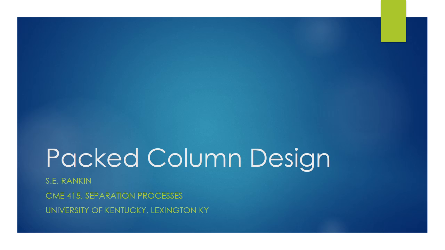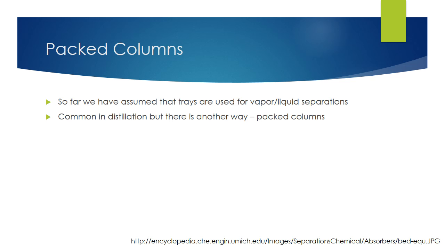So in this presentation, I will be discussing the design of packed columns for separations, especially focusing on absorbance. So far in this course, we've assumed that whenever we have multi-stage separations, we're using some sort of a tray. And so we have an integer number of trays where each one allows liquid to flow over it and vapor to come up through holes in the trays in a controlled way so that you get good vapor-liquid contact. And this is a common separation method for distillation.